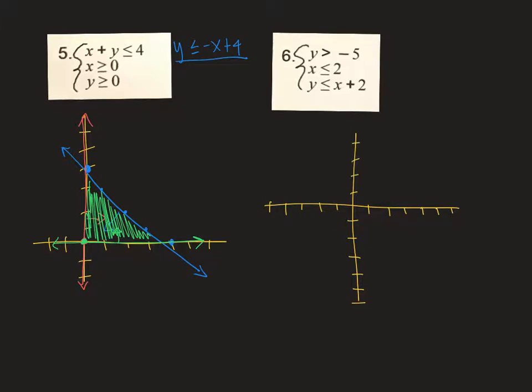So y is greater than -5. That's going to be our horizontal line. So I'm going to start at -5. It's going to be a dashed line. Greater than would shade above.